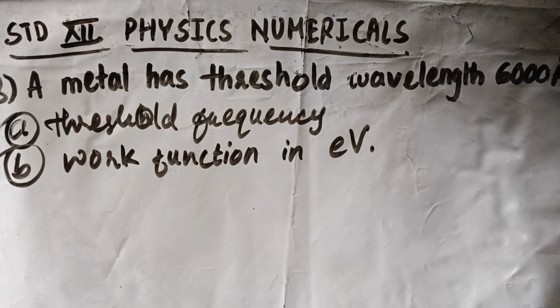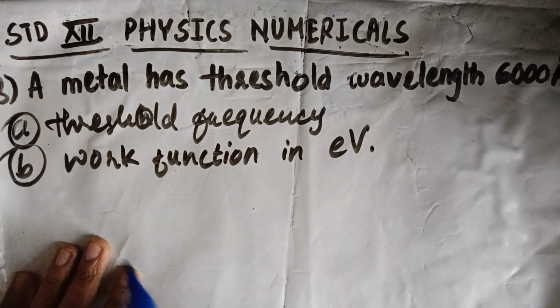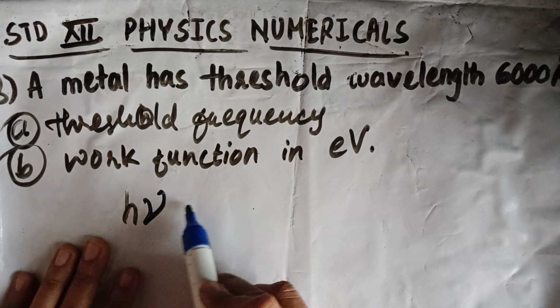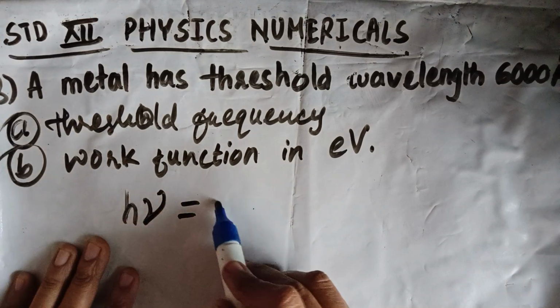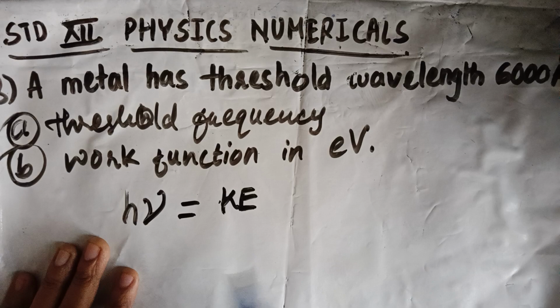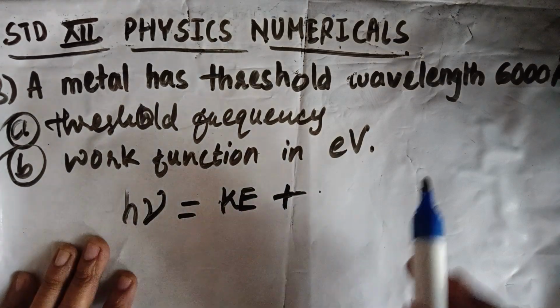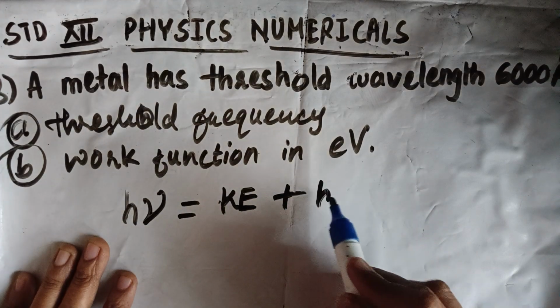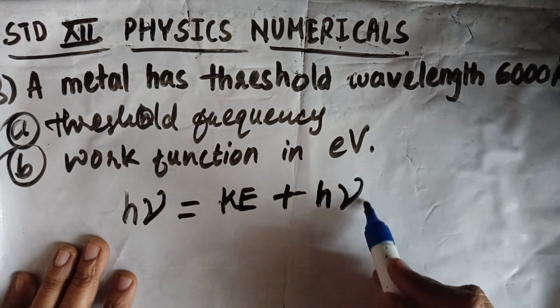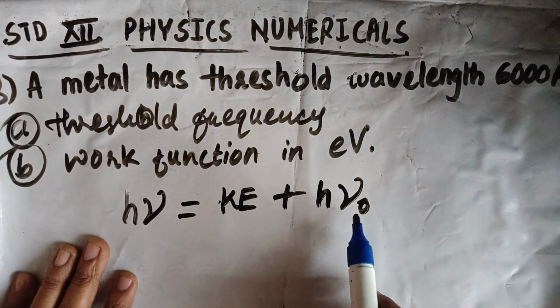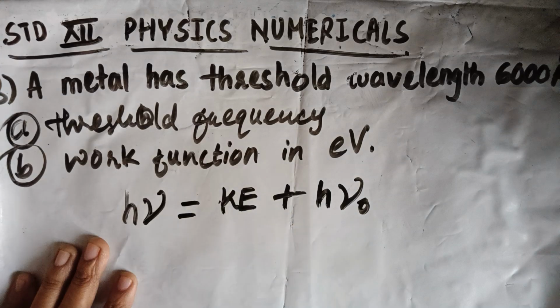A metal has a threshold wavelength of 6000 angstrom. You have to calculate threshold frequency and work function. So we have the energy of the incident radiation given by h nu equal to maximum kinetic energy plus the work function. Correct? How is the work function written? h nu naught. This is your threshold frequency.